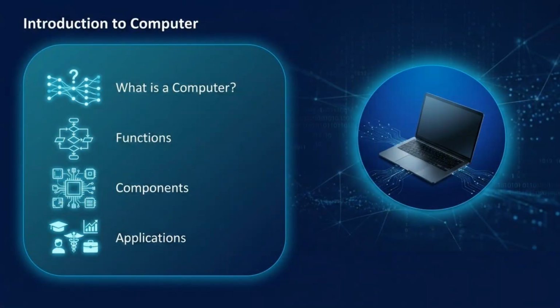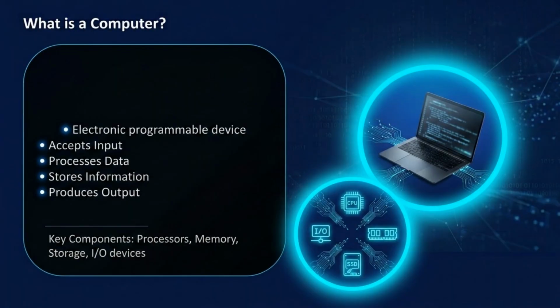In this overview, we will explore what a computer is, its core functions, key components, and its various applications in our world today. At its simplest, a computer is an electronic, programmable device designed to accept input, process that data, store information, and produce an output. It relies on key components like processors, memory, storage, and I/O devices to function.